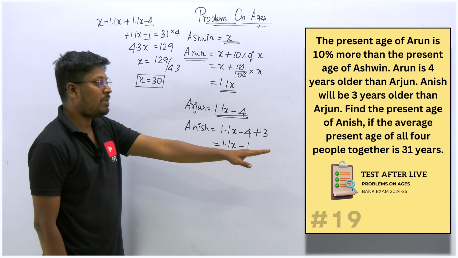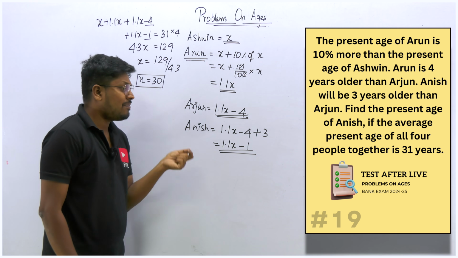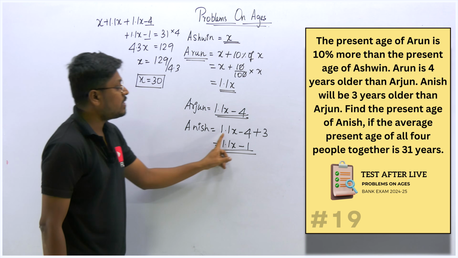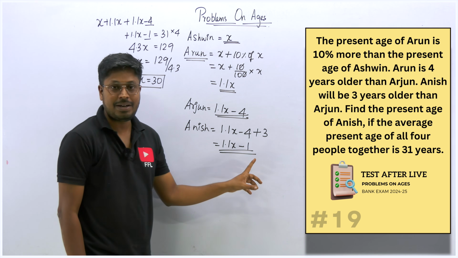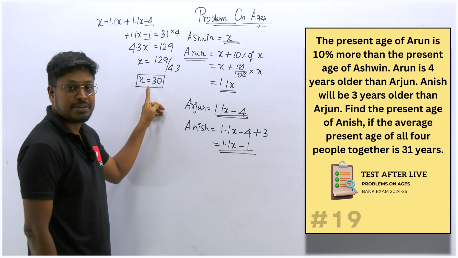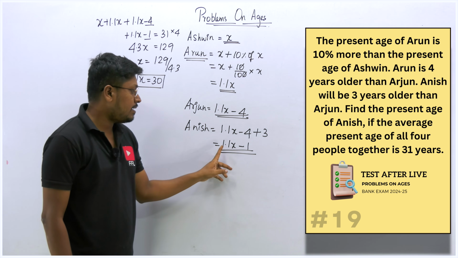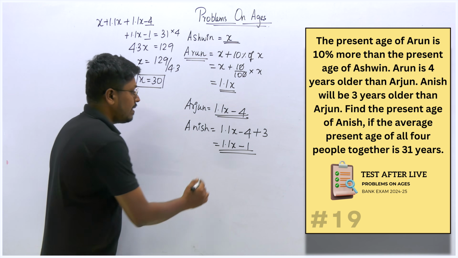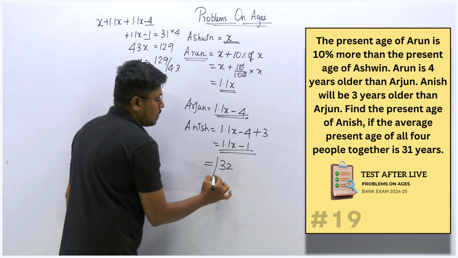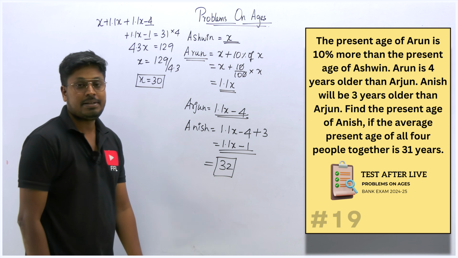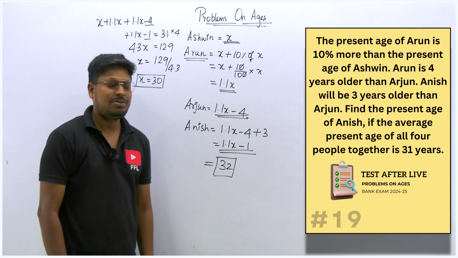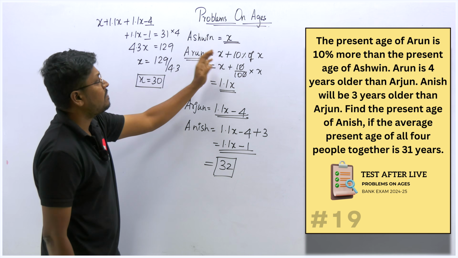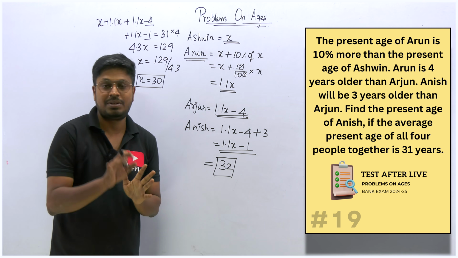So now according to the question, our target is to find the present age of Anish. So Anish is where? Anish is here. The present age of Anish is 1.1x minus 1 and we found the value of x is equals to 30. So substitute 30 here. So 1.1 into 30 will be 33. 33 minus 1 will be 32. So 32 will be the present age of the person Anish. So friends, understood. So similarly, if we need to find what is the present age of Arjun or Arun or Ashwin, we can directly substitute the value of x to that equation.